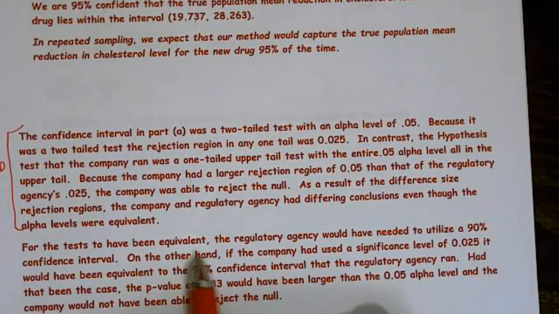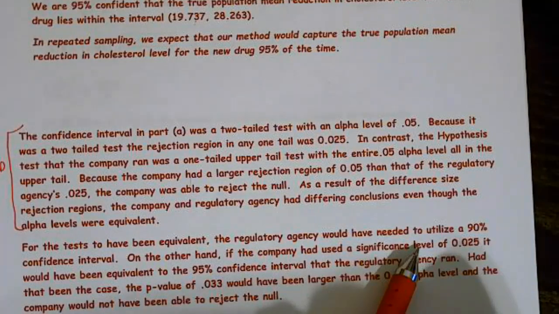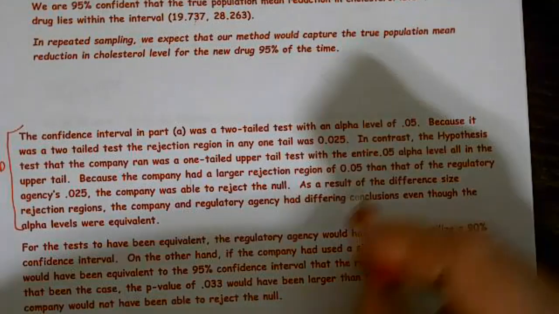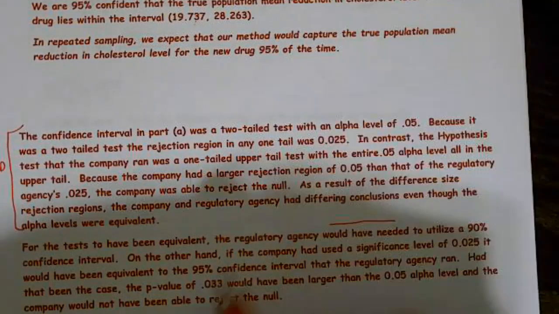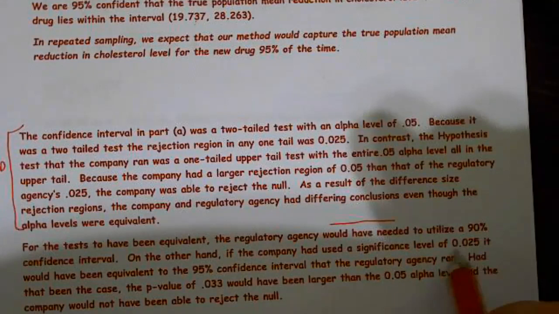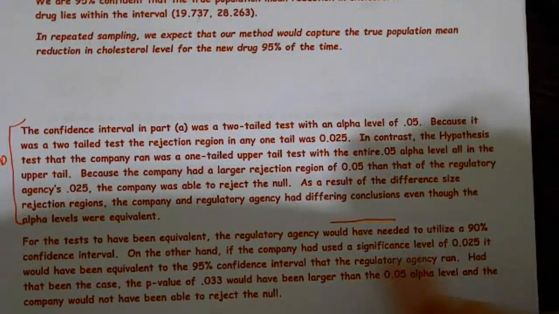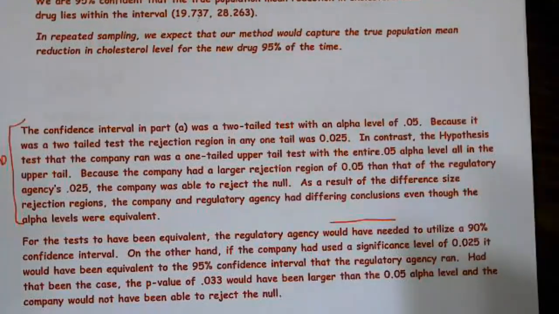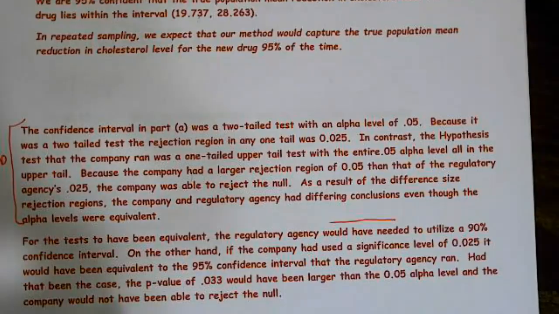For the tests to have been equivalent, the regulatory agency would have had to utilize a 90% confidence interval, because that would have given us an alpha level of 0.05 in each tail. However, if the company had run a 0.025 significance level, that would have been equivalent. Didn't have to have all that information, but there it is.